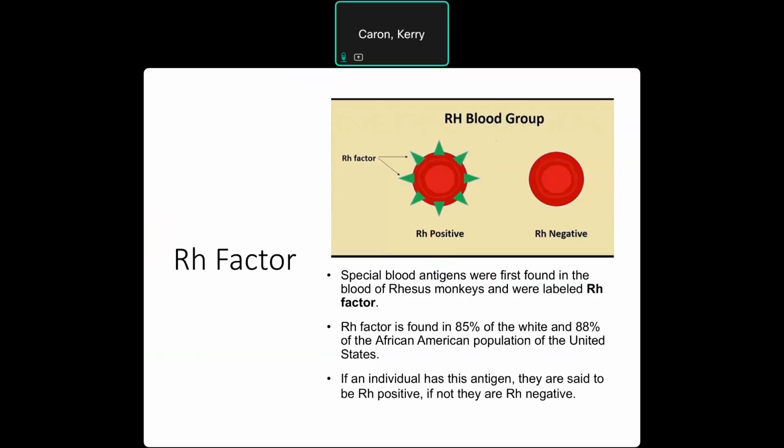RH factor is in 85% of white people in the United States and 88% of African Americans. So that's a large percent of people that have RH factor. So if you have RH factor, you have RH antigens. If you don't, you have none. You're considered RH negative. Okay.